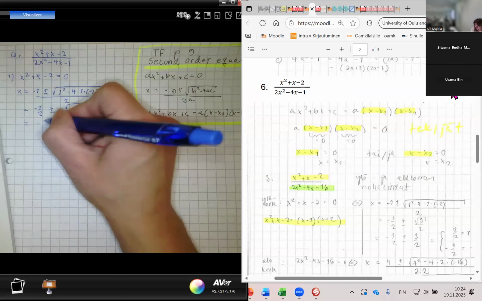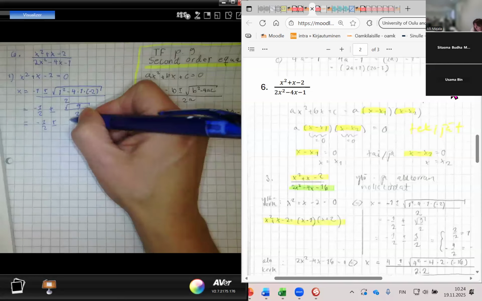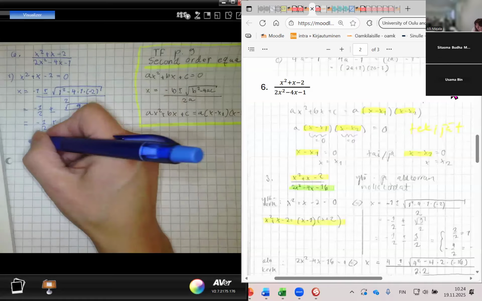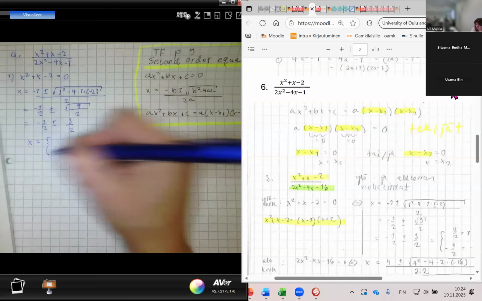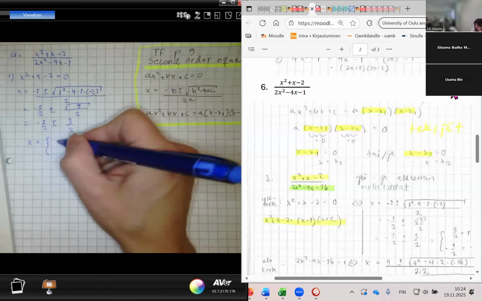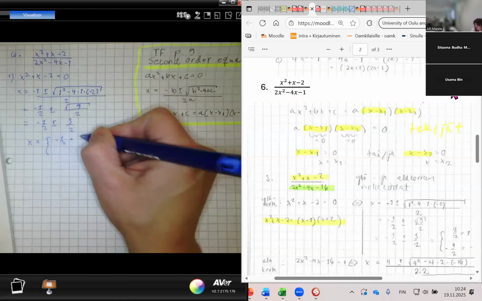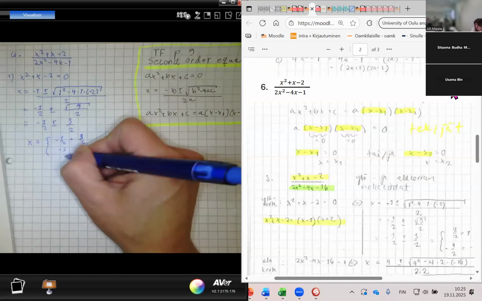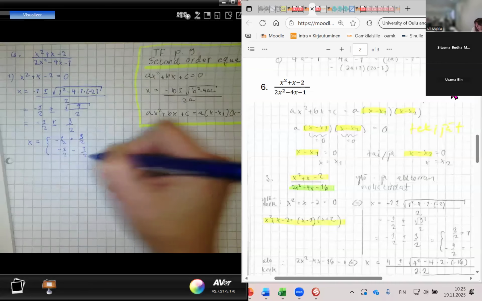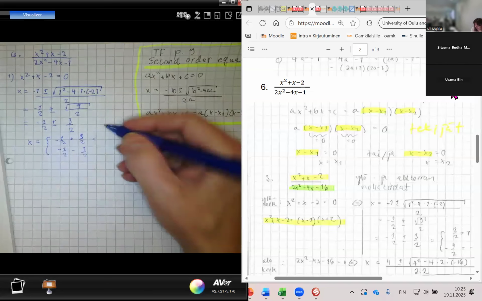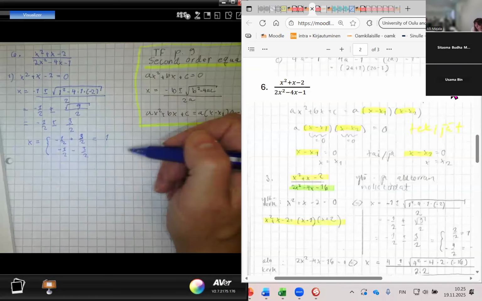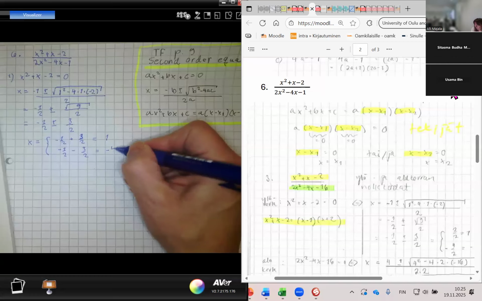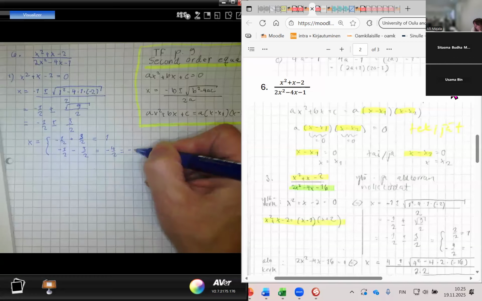And I get -1 plus or minus 3 divided by 2, from which I would get the roots: plus 3 divided by 2 and -1 minus 3 divided by 2. This would obviously be 2 divided by 2, which is 1, and this would be -4 divided by 2, which would be -2. Yes.